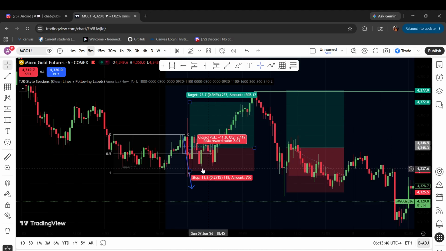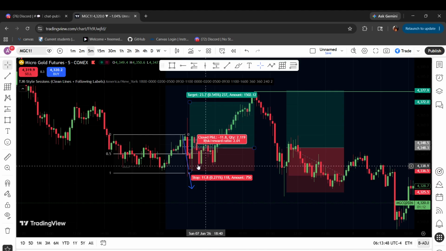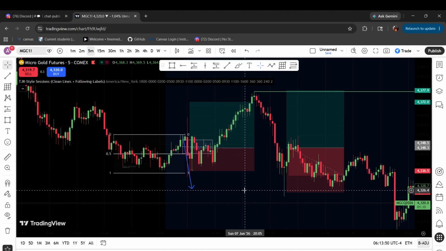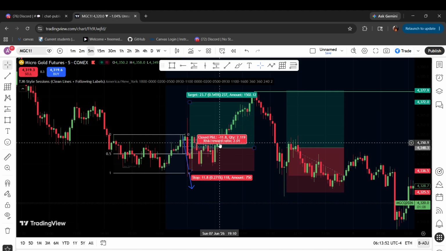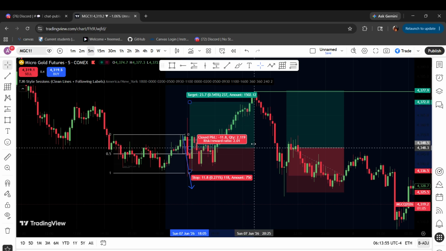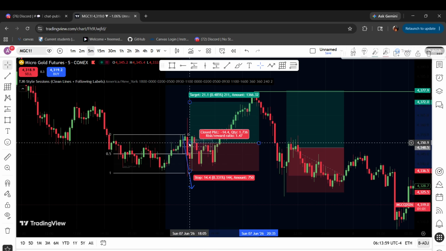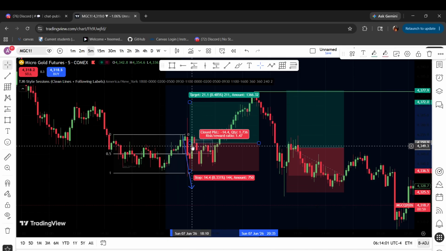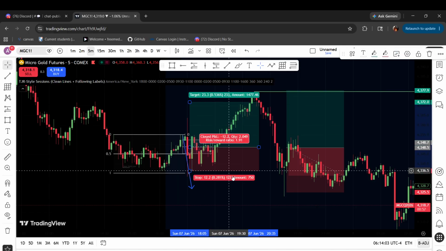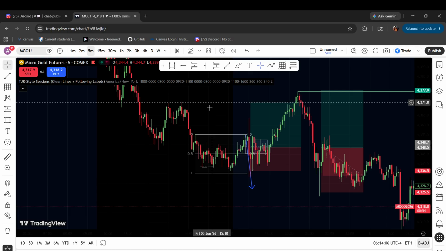I entered. We did come into drawdown a little bit, but one thing I would have waited for was maybe a break of structure to the upside. I could have entered approximately here, which would have been much better. But honestly, I entered here, did four tests, we took our take profit, and we took our low hanging fruit.